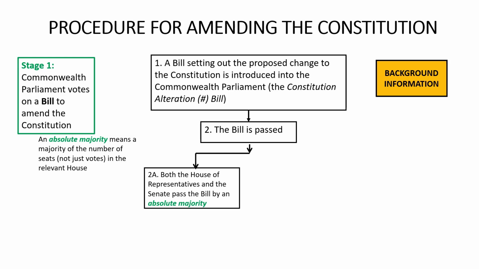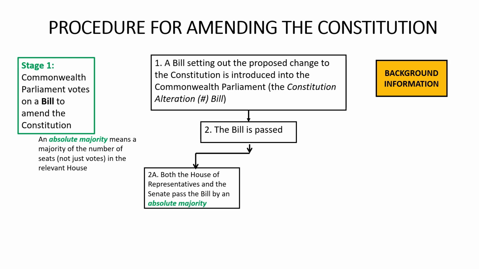So, for example, the House of Representatives has 151 members, but many of those members are not physically present in the voting chamber for much of the day. When there's a vote on whether to pass a bill, that bill will be passed by the House of Representatives if the majority of members who are physically present in the voting chamber of the House of Representatives vote in favour of the bill.